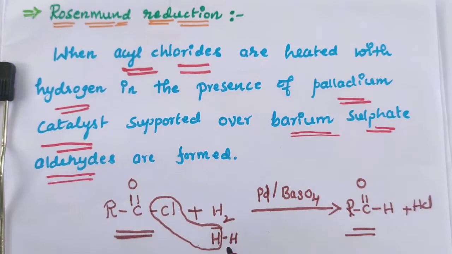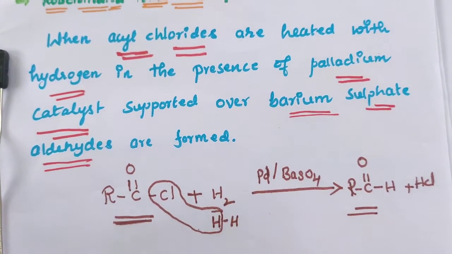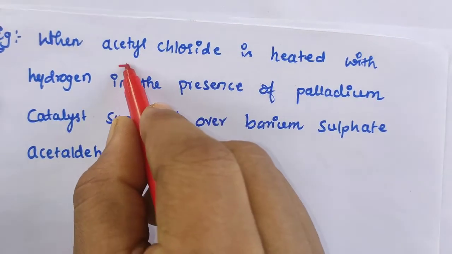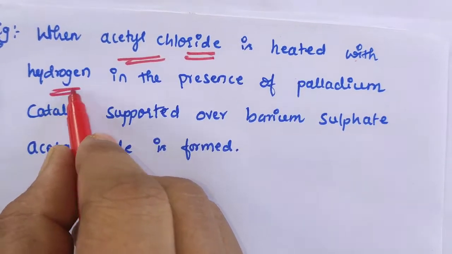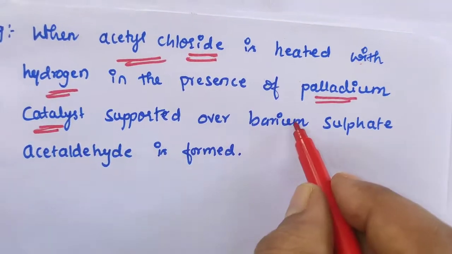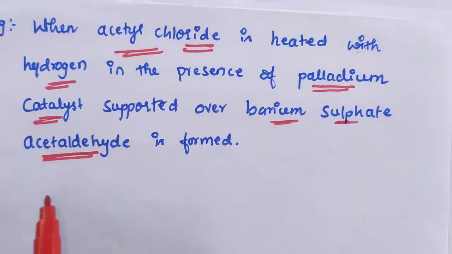So this is the general reaction. Now let us consider some examples. Here we consider acetyl chloride as the reactant. It is heated with hydrogen in the presence of palladium as a catalyst, supported over barium sulfate. The product we get is acetaldehyde.